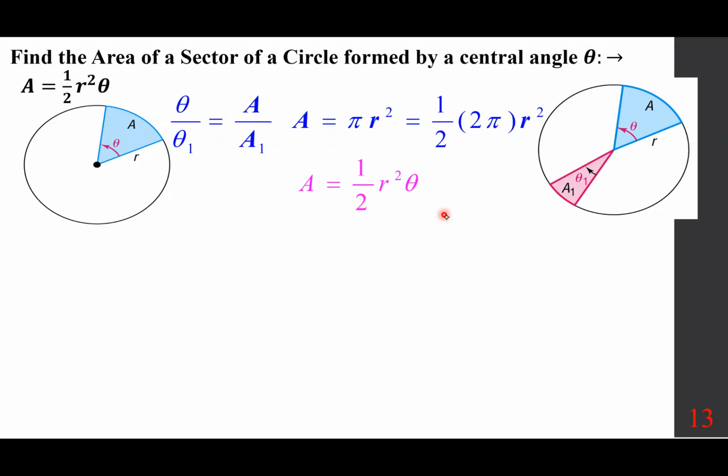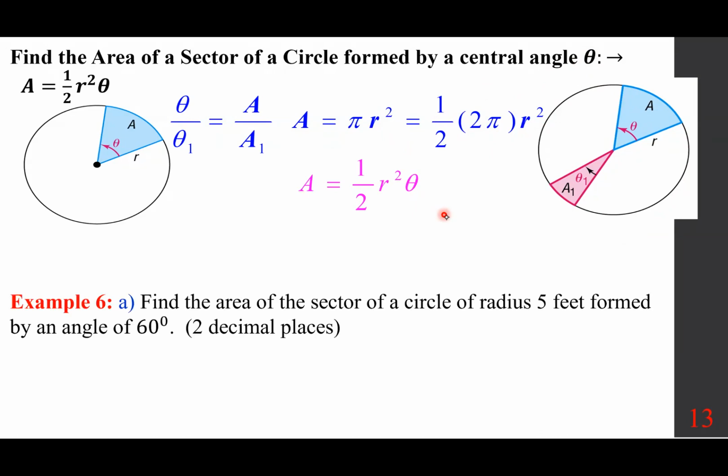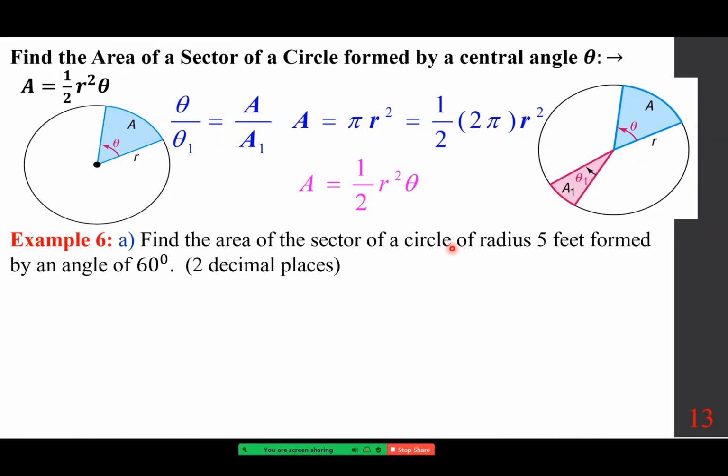So, for example, we want to find the area of a sector of a circle of radius 5 feet formed by an angle of 60 degrees, and we have theta. But remember, theta must be in radians. And we all know that 60 degrees is pi over 3. So you don't have to change that. You already know that it's a common arc. I don't expect you to show work for that. But if it's not a common arc, then you have to actually calculate it.